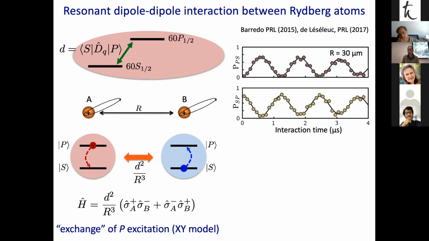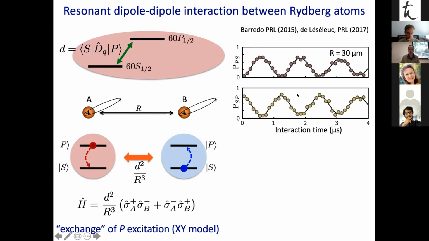So we have measured that in an experiment. This is an example of just two atoms in interaction. You place one in P, the other one in S. The atoms are separated by a large distance, typically 30 micrometers for this experiment. And you do see that, in phase opposition, they exchange their state as a function of time. What is plotted here is the probability that one atom is in P while the other one is in S, or vice versa.